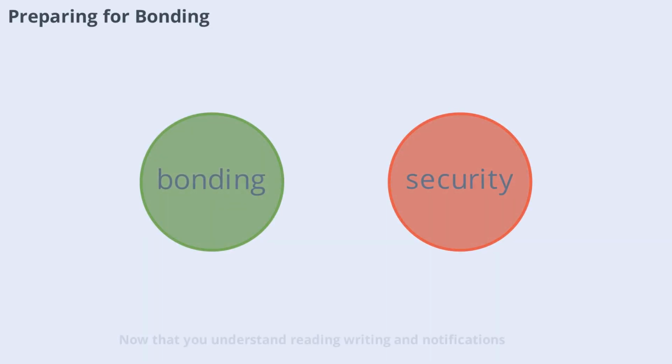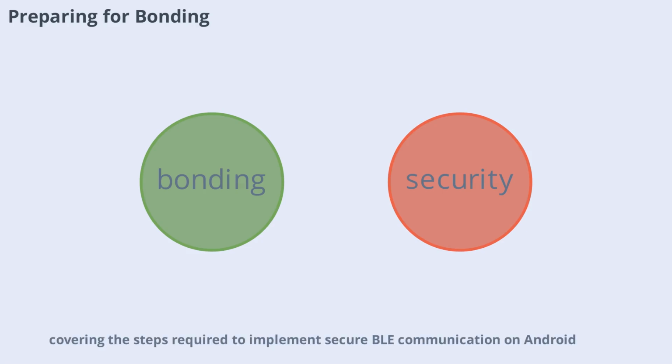Now that you understand reading, writing, and notifications, the next step is bonding. Bonding allows devices to establish a secure connection and exchange encrypted data. In the next article, we'll explore bonding in depth, covering the steps required to implement secure BLE communication on Android. Stay tuned for advanced BLE topics that will take your app to the next level.